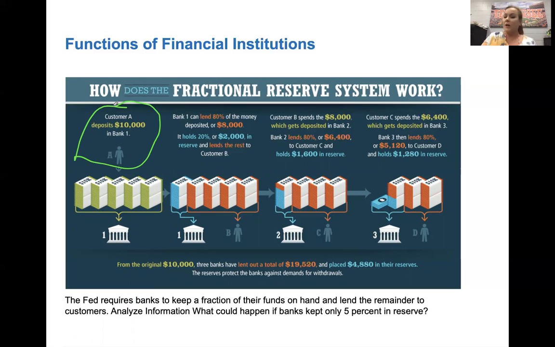Customer A is walking down the street. Oh, sees a $10,000 bill. I know, we all wish this would happen. It's not. But sees a $10,000 bill, picks it up, runs to the bank, deposits it in the bank account.